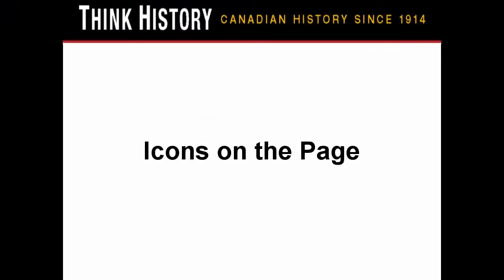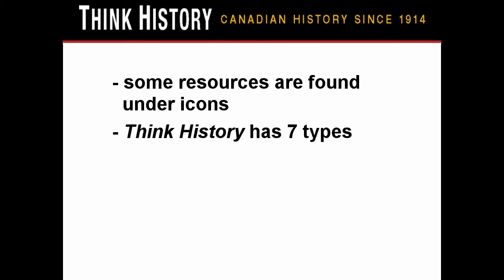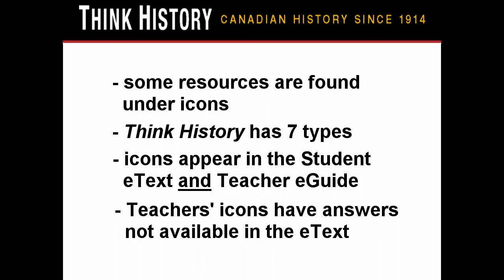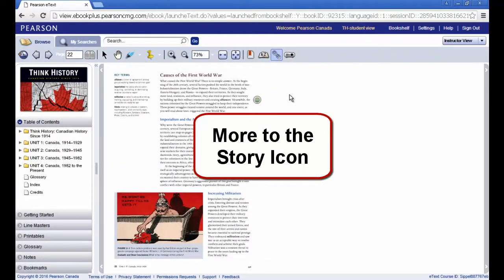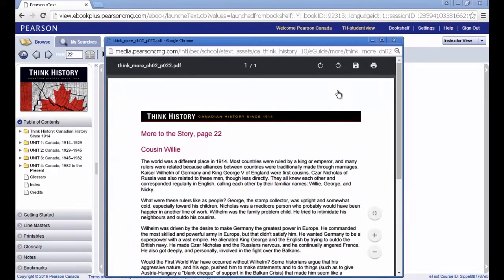Icons on the page. Some resources are found under icons on the page. Think History includes 7 different icons in its pages. It is important to note that icons appear in both the student eText and the teacher eGuide. However, icons for teachers may include answers and supplementary information that their student counterparts will not. More to the story icon. There may be times when readers want to learn more about an event, a person, or topic briefly mentioned on a page. Click on the More icon for further facts, biographies, and secrets.